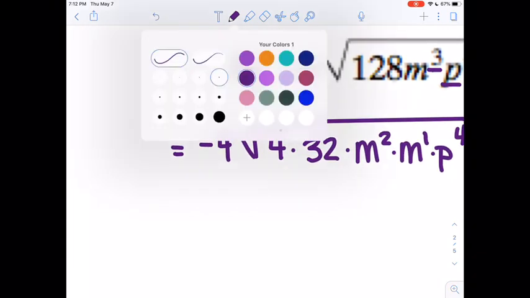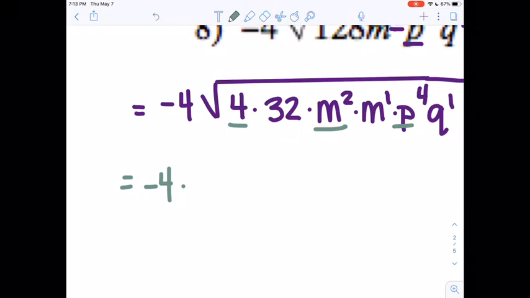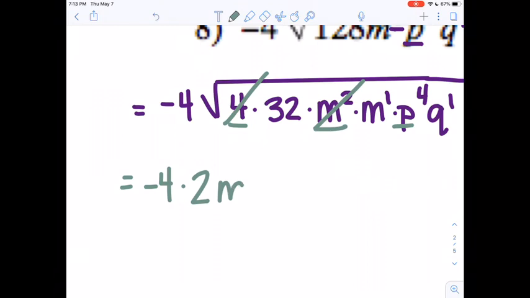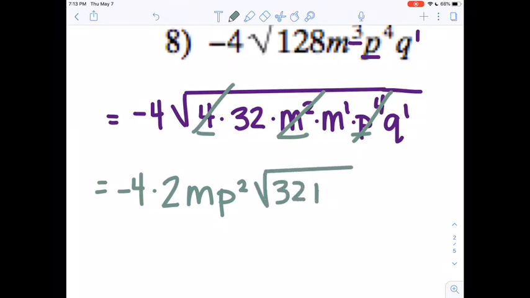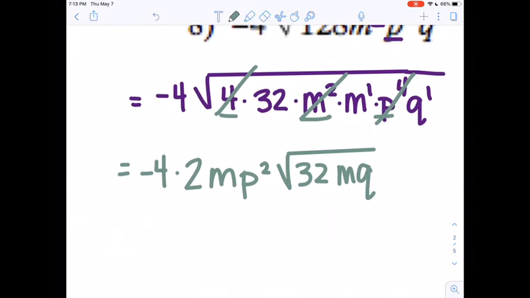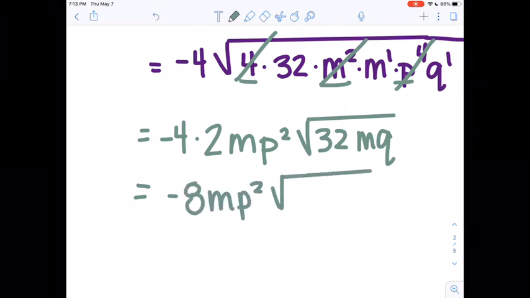And so let's start taking out our perfect squares. Here's a perfect square, here's a perfect square, here's a perfect square, and all of those are going to multiply by -4. So the square root of 4 is 2. Square root of m squared is m. Square root of p to the 4th, that's p squared. Now I have no perfect squares left to take out. So what's left inside is 32q. Okay, multiply your outside number, so that's -8 p squared, square root of 32q.